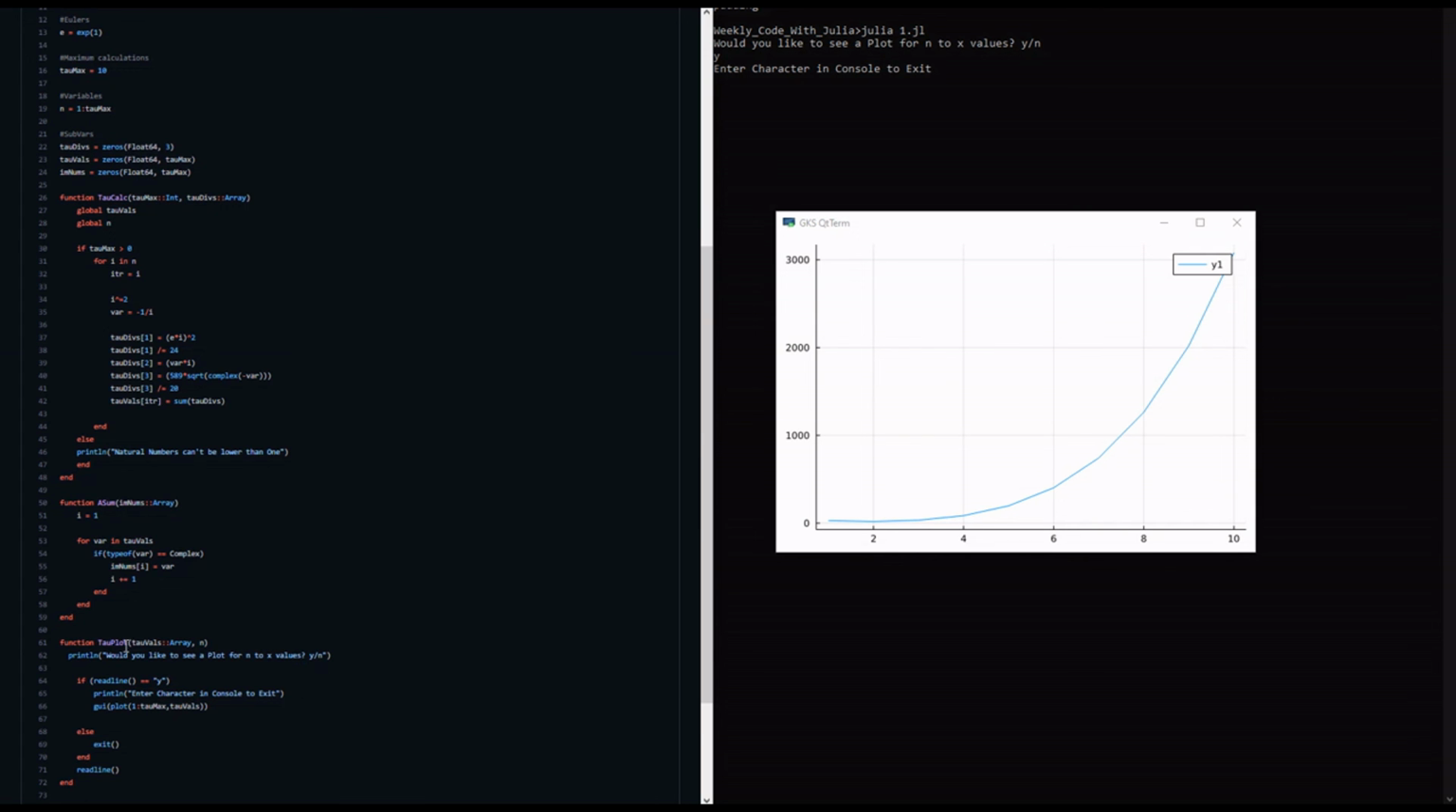And of course, here's the code for the plot. We have tau max and then tau vals. Well, the range to tau max and then tau vals.